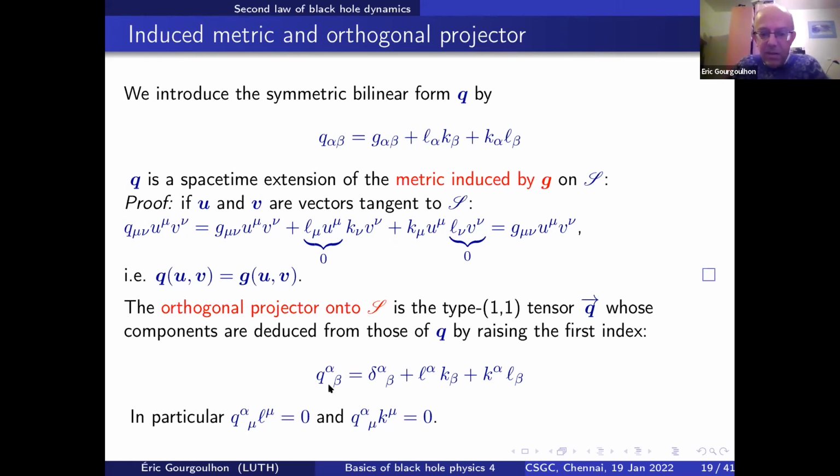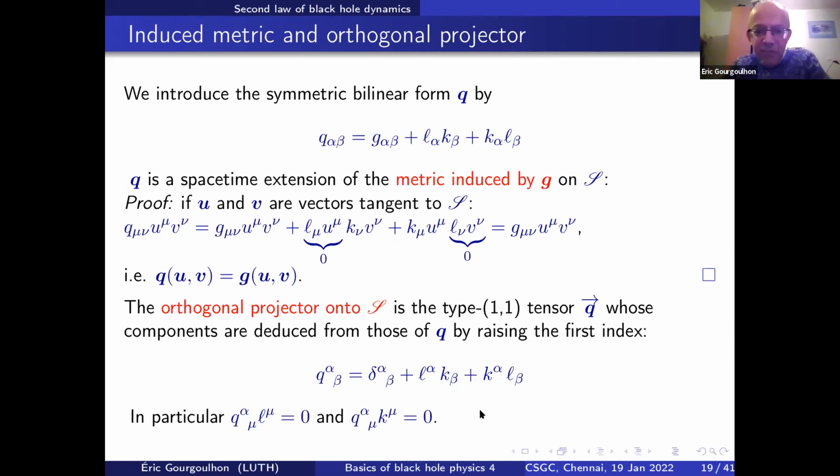Indeed, you can check that if you apply this to a vector which is already tangent, these terms will give 0. So thanks to the delta, we will get the identity. And if we apply it to L, we will get 0 automatically. This is quite trivial because we have chosen our scalar product with k to be -1. This is why we are using this property here. So it is the orthogonal projector, this Q.